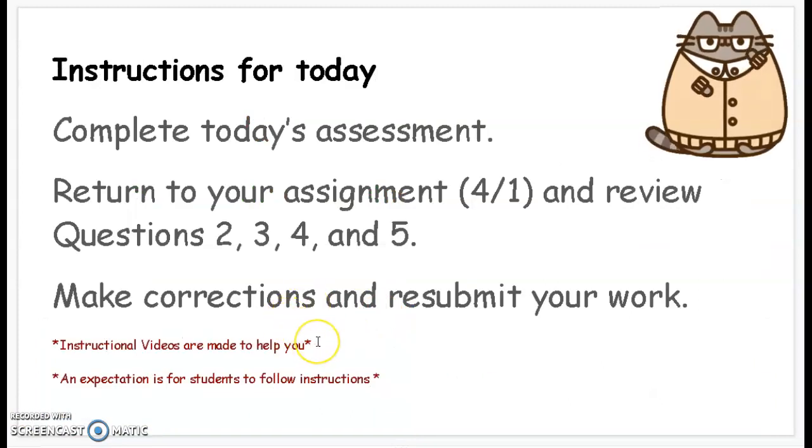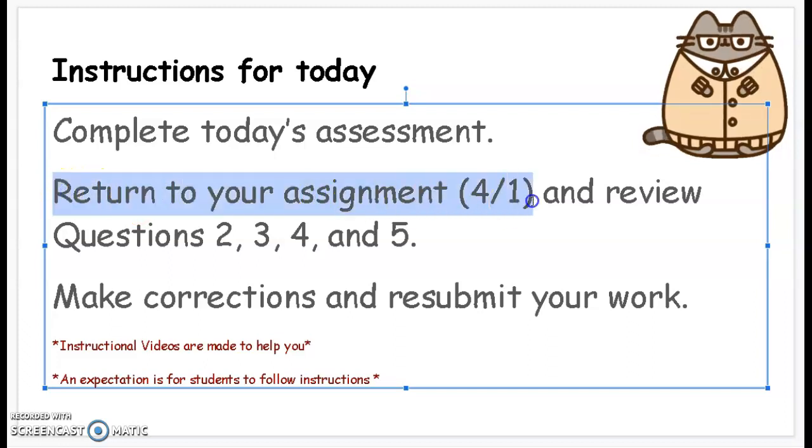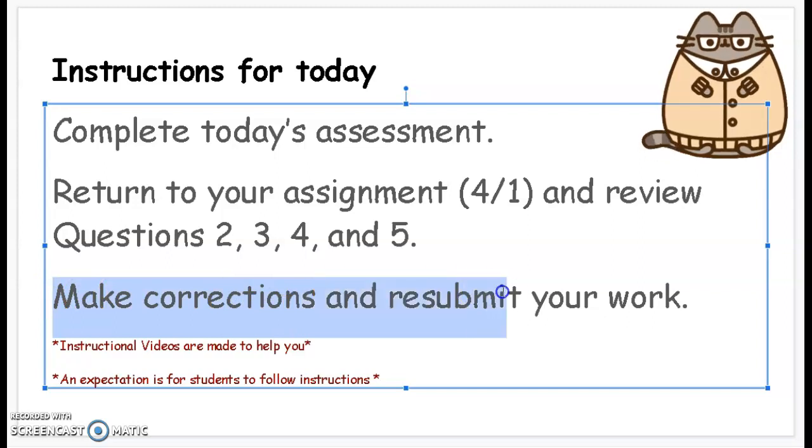For the instructions for today, I have modeled how to do question 1. First, you're going to do today's assessment. This is to make sure that I can check, did you watch my video? Then, after you've done the assessment, you will return to yesterday's assignment and review questions 2, 3, 4, and 5. Review, make corrections, and resubmit your work.